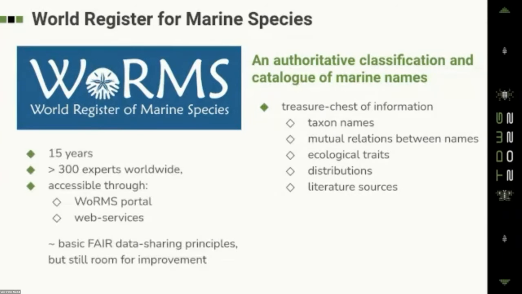The World Register of Marine Species has existed for over 15 years, and during that time it has been growing in its content and quality. This is all thanks to the voluntary efforts of over 300 experts worldwide. All the information that is included in WoRMS is relatively easily accessible through its portal and web services. As such, it also applies the basic FAIR principles, but there is still room for improvement.